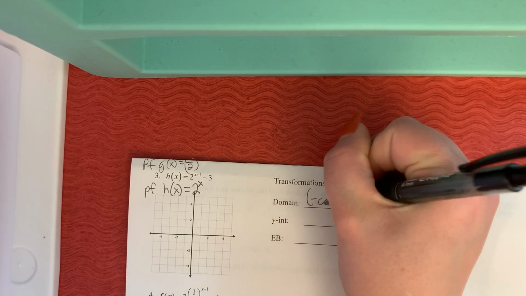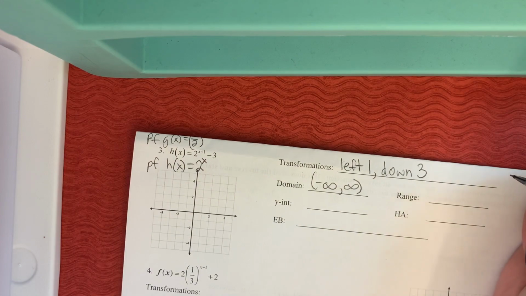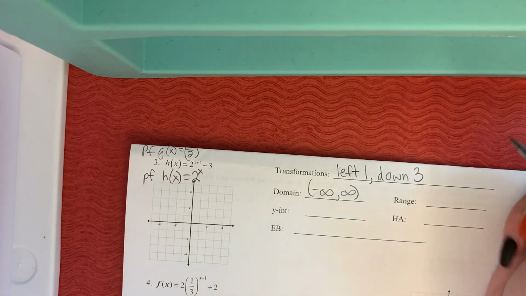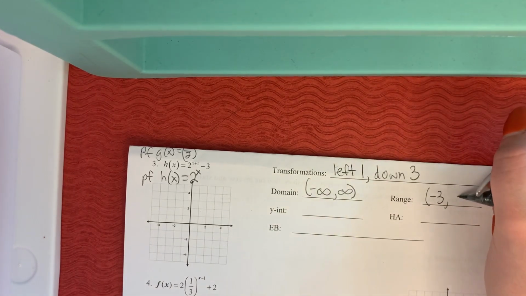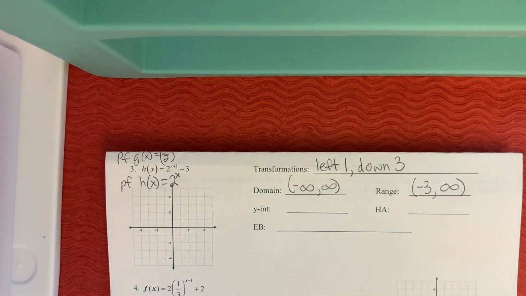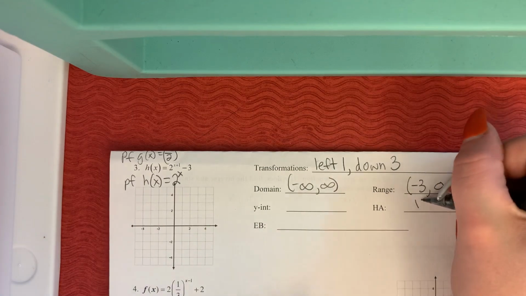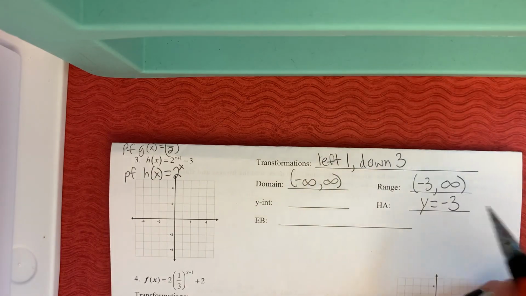That domain has not changed. It's going to be -infinity to infinity. That range, again, starts at 0 to infinity. But because we move this graph down 3, that range is going to also have to shift down 3. And again, we're using parentheses for these ranges because of that asymptote, because we can't touch the value of -3 for our range, because the horizontal asymptote is also going to shift down 3. So that's why our range uses parentheses rather than brackets, because we don't want to touch that asymptote. So we can't include it in our range.